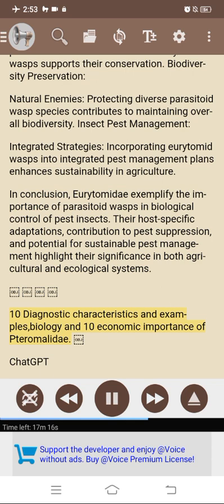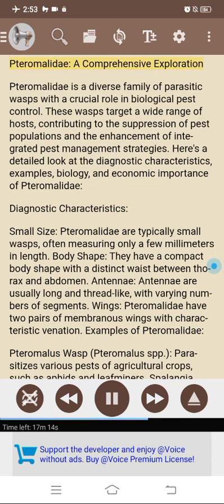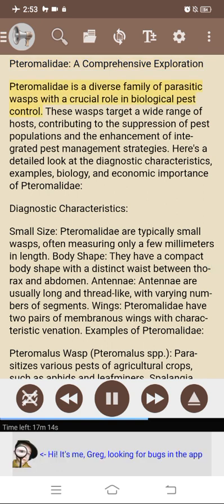10 diagnostic characteristics and examples. Biology and 10 economic importance of Terra melody. ChatGPT. Terra melody, a comprehensive exploration. Terra melody is a diverse family of parasitic wasps with a crucial role in biological pest control. These wasps target a wide range of hosts, contributing to the suppression of pest populations and the enhancement of integrated pest management strategies. Here's a detailed look at the diagnostic characteristics, examples, biology, and economic importance of Terra melody.